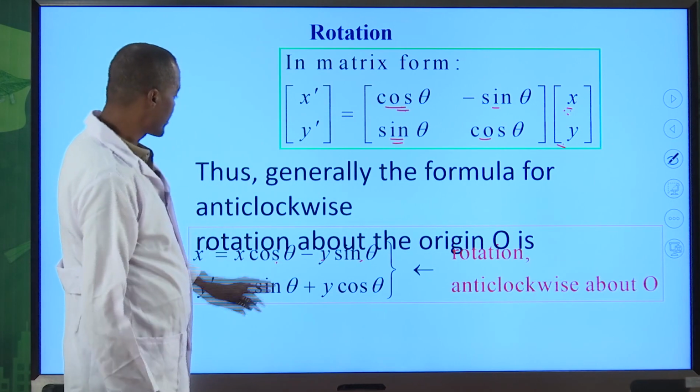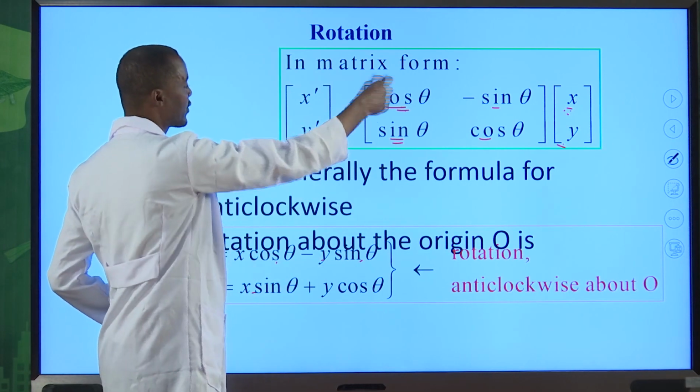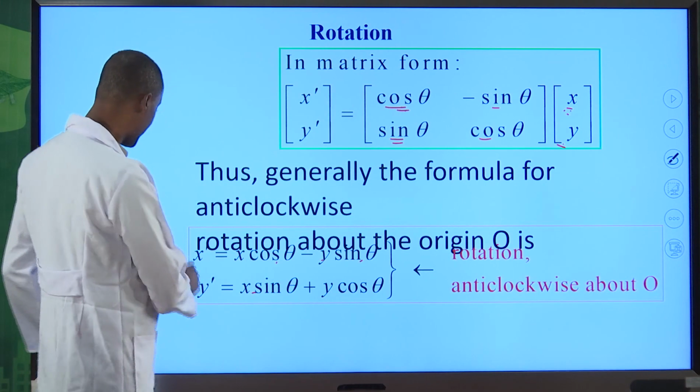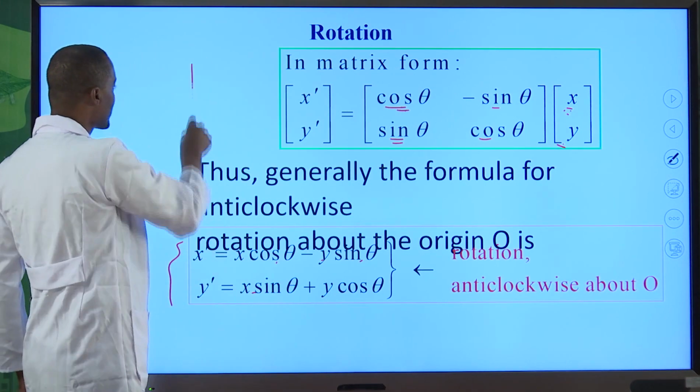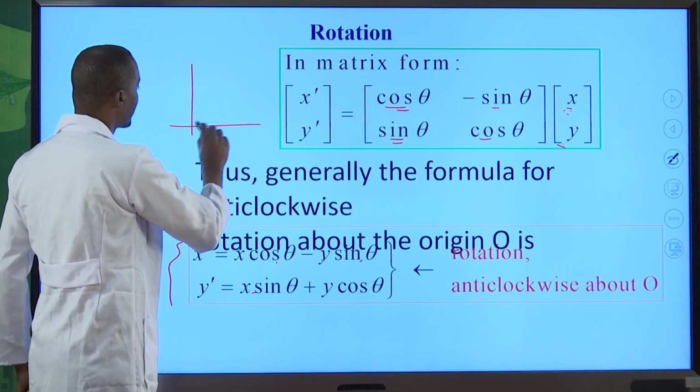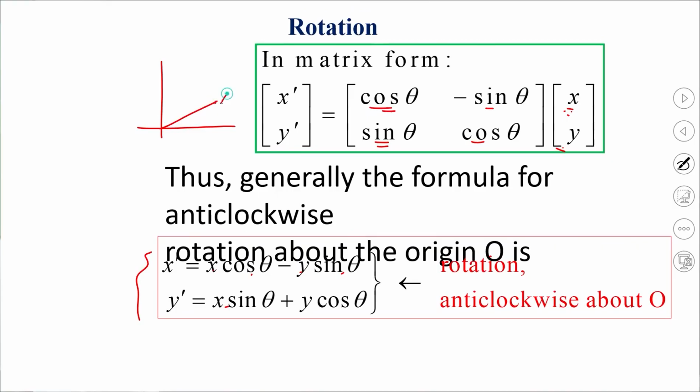So whichever is convenient for you, either in that form or in this form, they are equivalent. What they tell us is, we originally have a problem that, for example, at this point we have A of x comma y, and then I will rotate it somewhere, and finally I have a final point of A prime, which is x prime comma y prime.